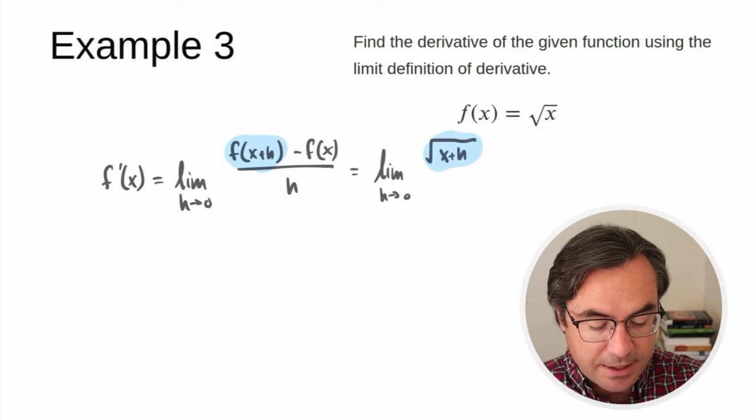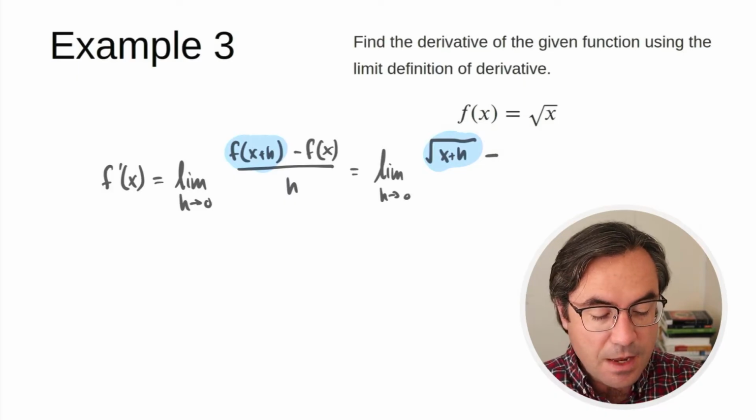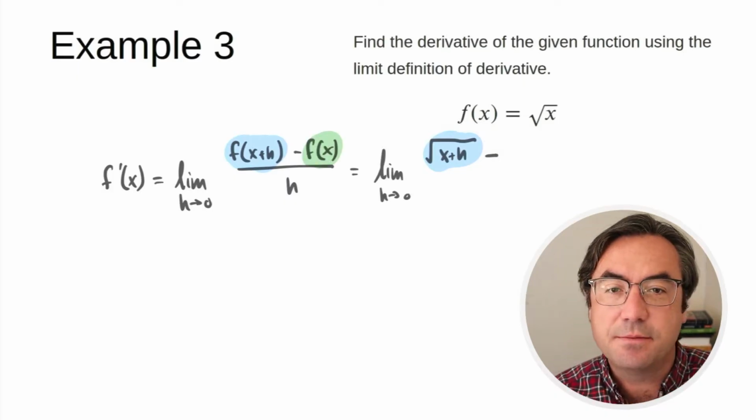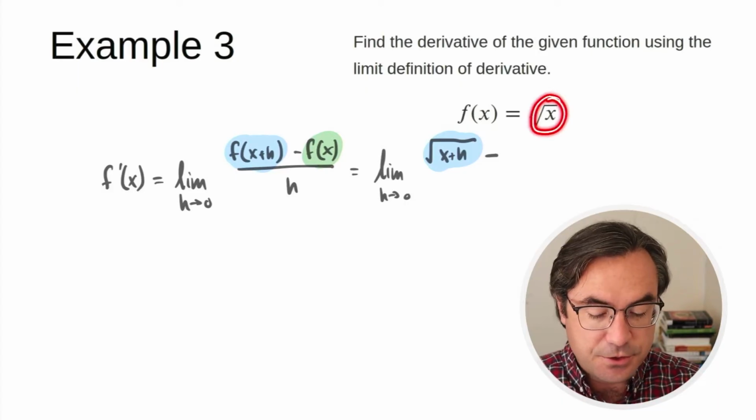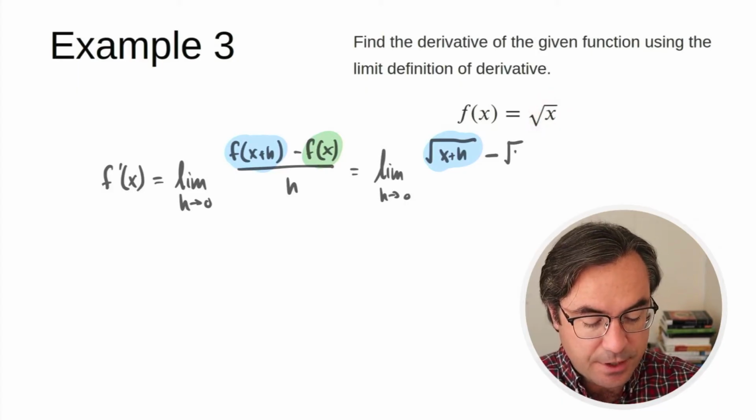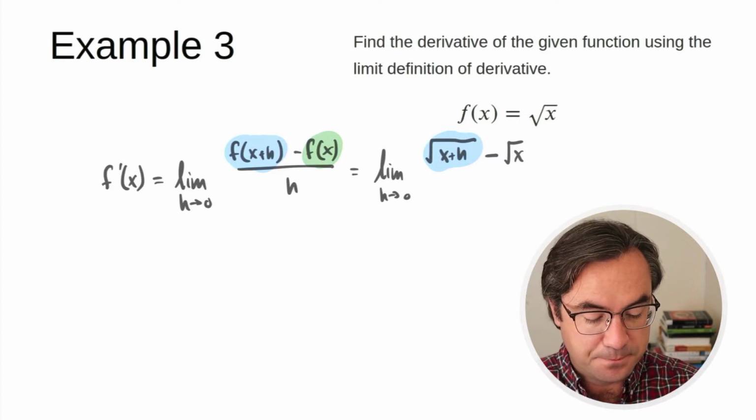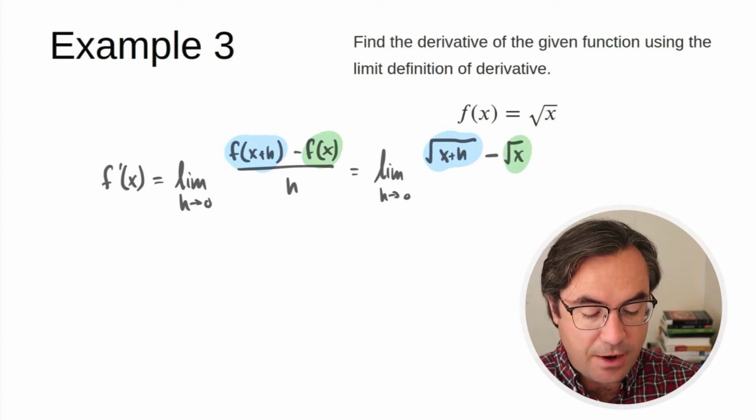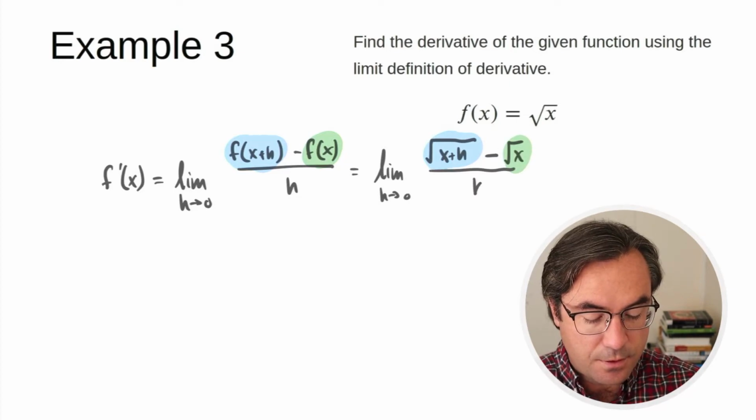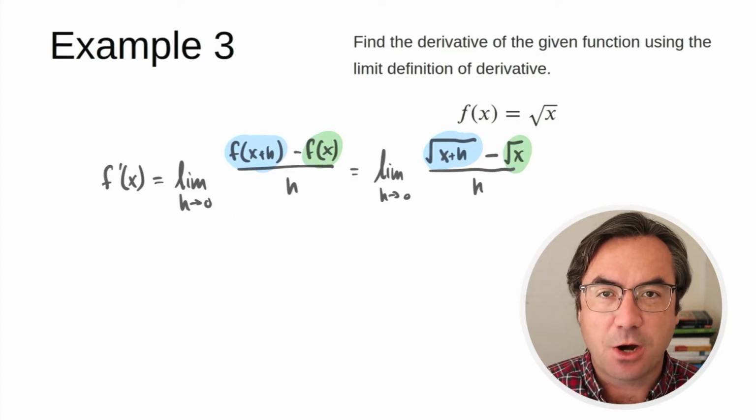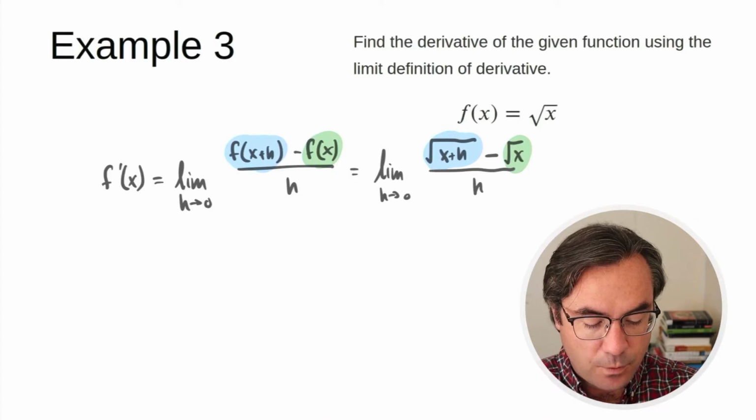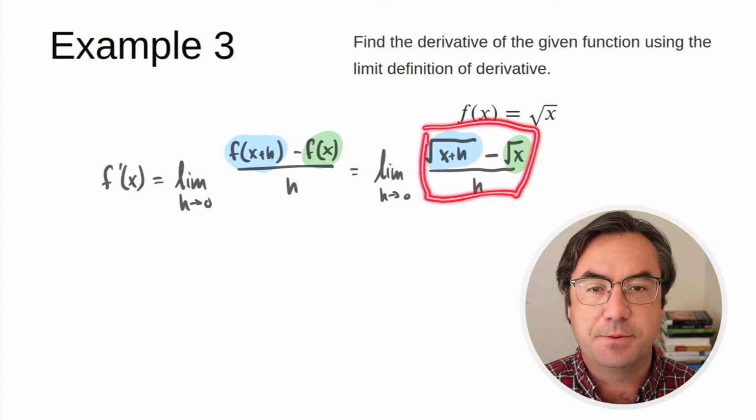Then we're subtracting, and now we write just the original function right next door. The original function is just square root of x, so we're going to have just square root of x there. And then all over h, so we're dividing by h there. All right, so we have our difference quotient all set up.